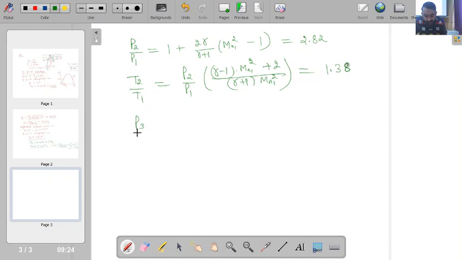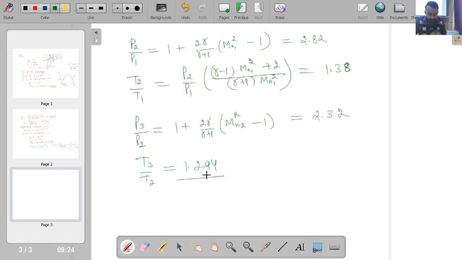Similarly, I can calculate P3 by P2 for the reflected shock wave. When I am calculating P3 by P2, we have to take care of one thing: when I consider this Mn over here, I have to consider Mn2 corresponding to the reflected wave. Okay, so if you calculate this, it will come out to be 2.32. Similarly, you can calculate T3 by T2. I will not write the detailed formulation. It will come out to be 1.294.